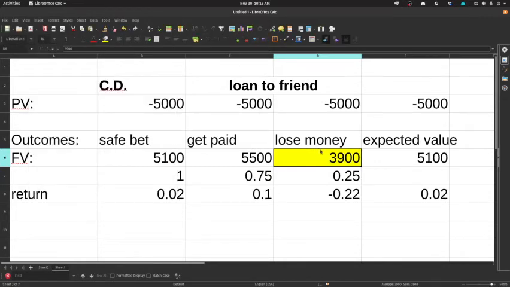3,900. So what this means is if they succeed, their business works out, and they pay you back the $5,500 they promised, you're doing great. But there is a 25% chance that they aren't able to pay you back. But if they give you their car, and their car is worth $3,900 to you, then we are now in a situation where that loan is equivalent, right?